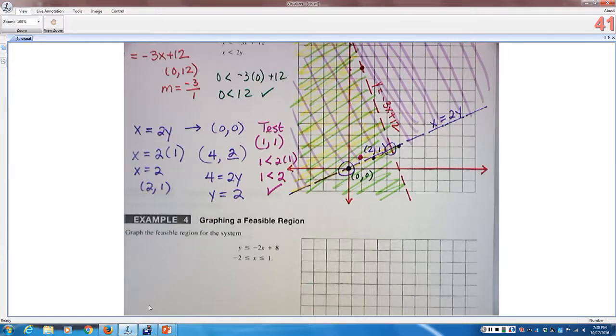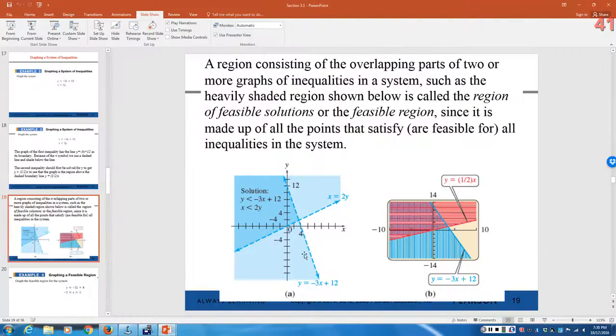So for a quick summary of what we just learned, we graphed negative 3x plus 12 is equal to y and made it a dashed line, tested 0, 0, and determined that we were going to shade in that direction. Then we graphed x equals 2y with a dashed line. We couldn't test 0, 0 because 0, 0 was on the line, so we tested 1, 1 and found out that it is a solution to x is less than 2y, so we shaded in that direction and found that the overlapping shading is this part right here.